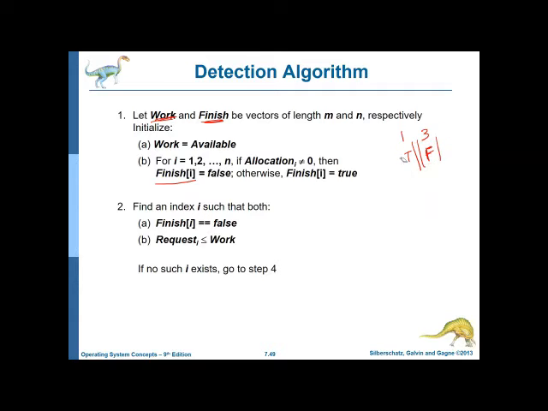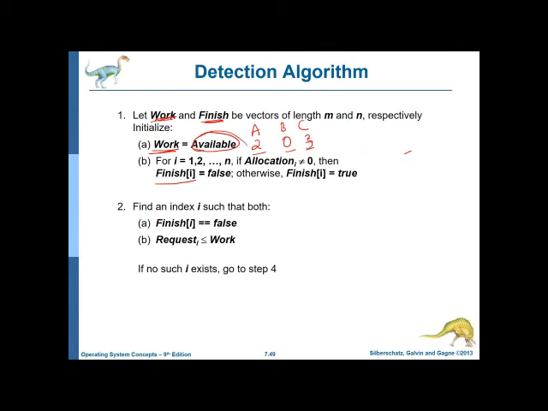So the first thing that we do here is initialize the work variable. What is the work variable? It is initialized to the variable available. Available contains, for each resource, the remaining instances. Suppose you have 3 resources, A, B, C, and I have 2 instances remaining of A, 0 instances of B, and 3 instances of C. These are the 3 resources available, and these are the remaining instances of these 3 resources.